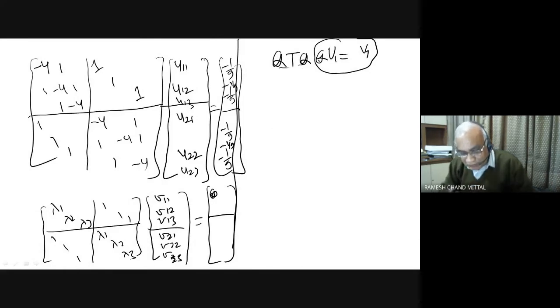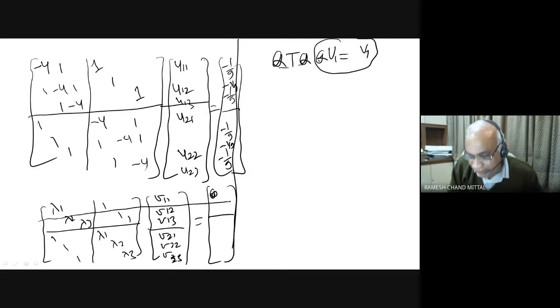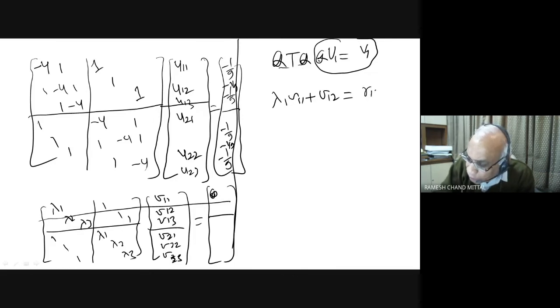Now, since I want to solve systematically, I took the first equation of this. What I get is lambda 1 b11 plus b12 is equal to the right hand side, which I call r11. Then I took the first equation of this one. As you understand, this will be multiplied here and this will multiply here. So v11 plus lambda 1 v12 is equal to, from here, r21.